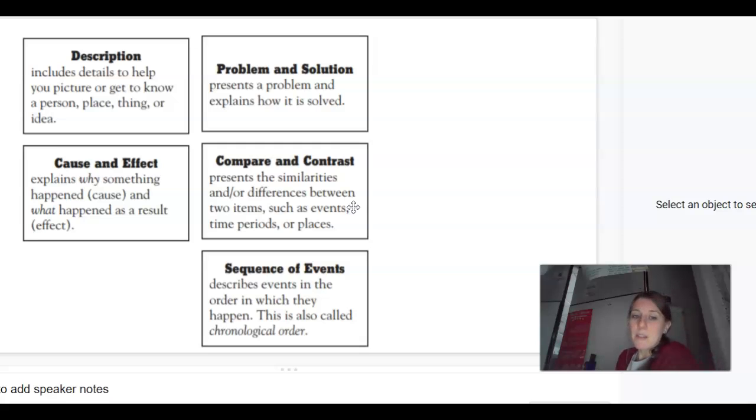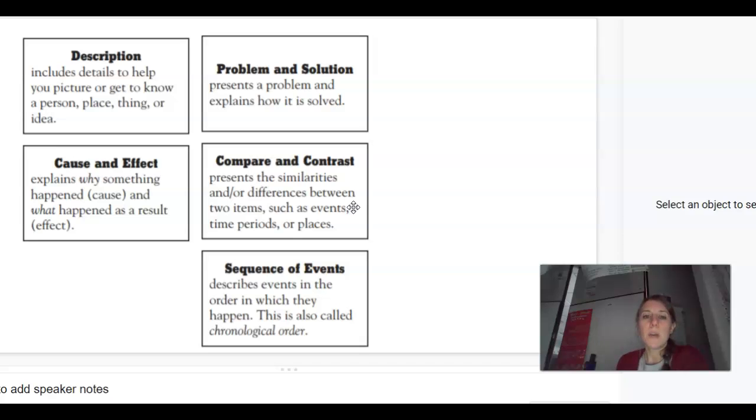Then we have sequence of events, which is also called chronological order. Chrono meaning time, logic meaning something that makes sense. So chrono meaning time, so in a time that makes sense, chronological. Sequence of events. Often you will see signal words such as first, next, then, after, and also dates. If you see those things, it is a sequence of events. That is the structure the story is being told in. All right? And then our final one is description. Description includes details to help you get to know the person, place, thing, or idea in great detail.